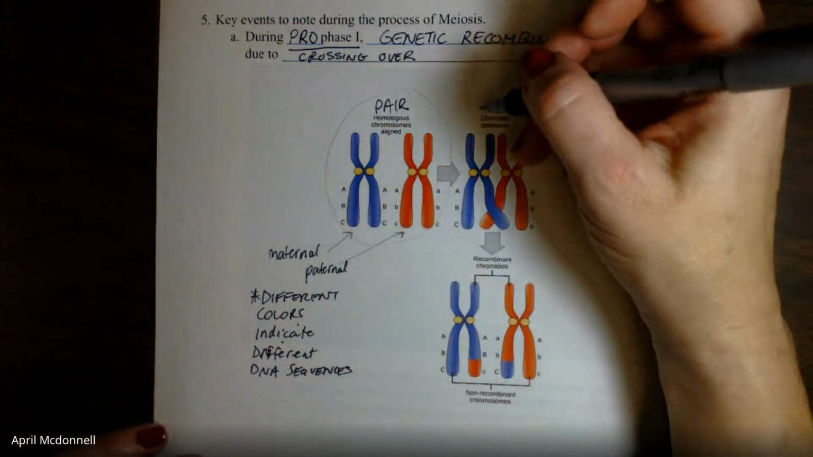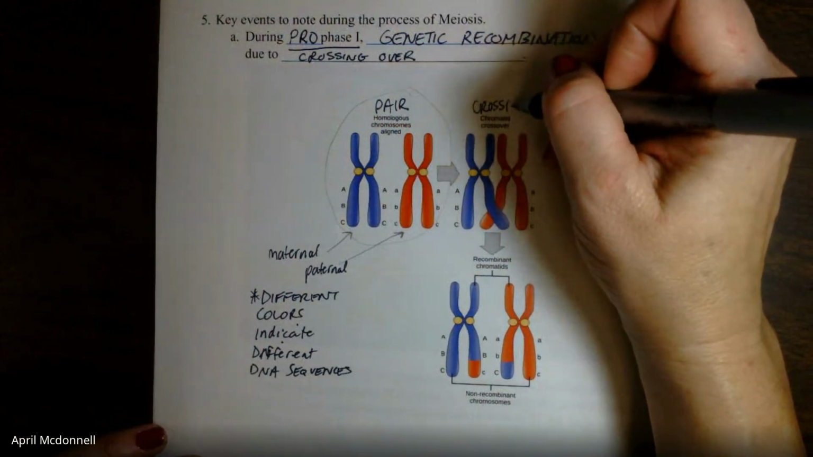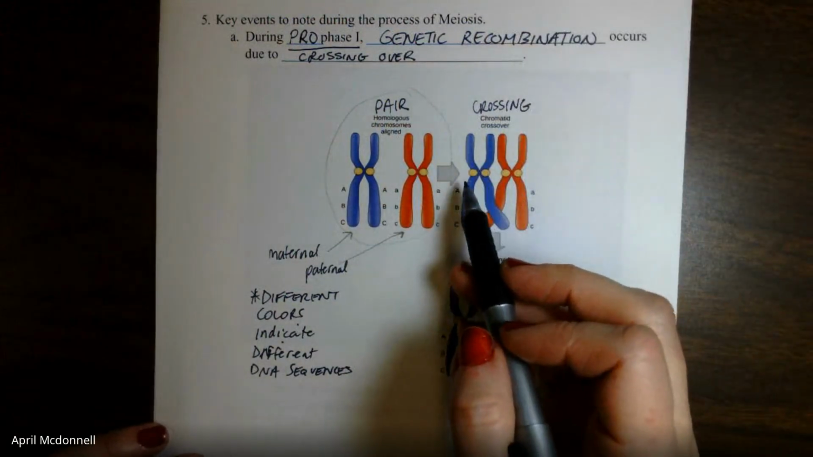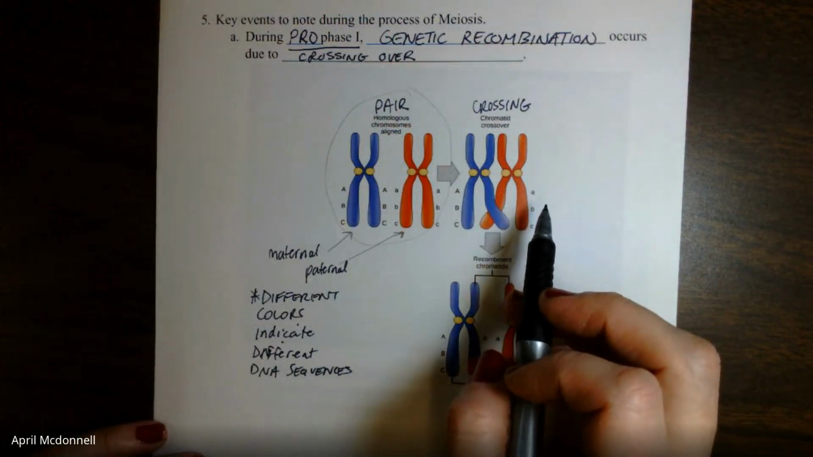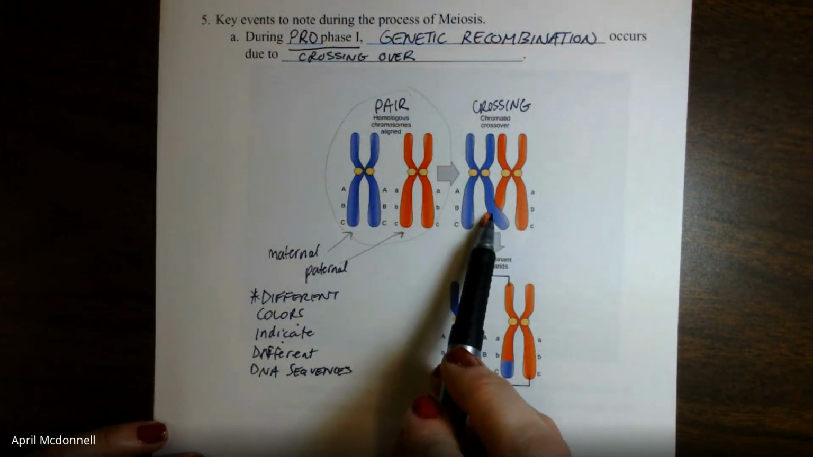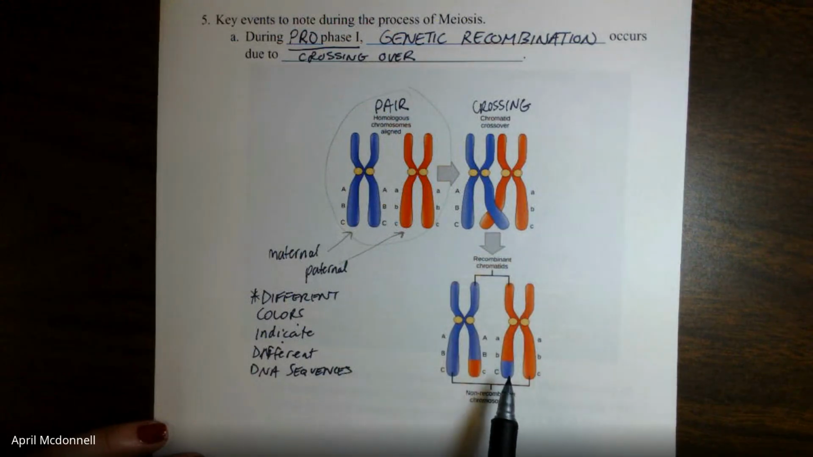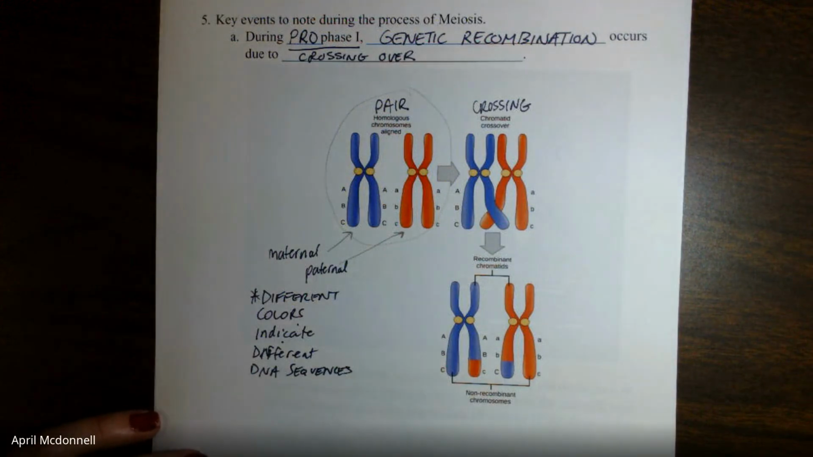So during crossing over, the homologous pair of chromosomes swap an equal segment of DNA. So you can see right here, the blue chromosome now has a red tip, and the red chromosome now has a little blue tip. That indicates that crossing over has occurred.